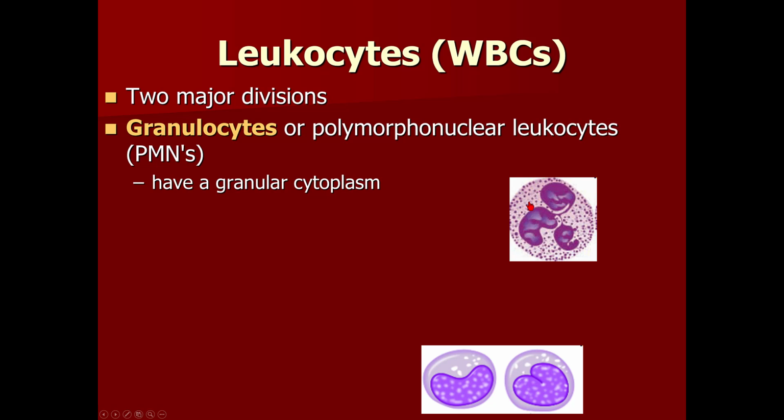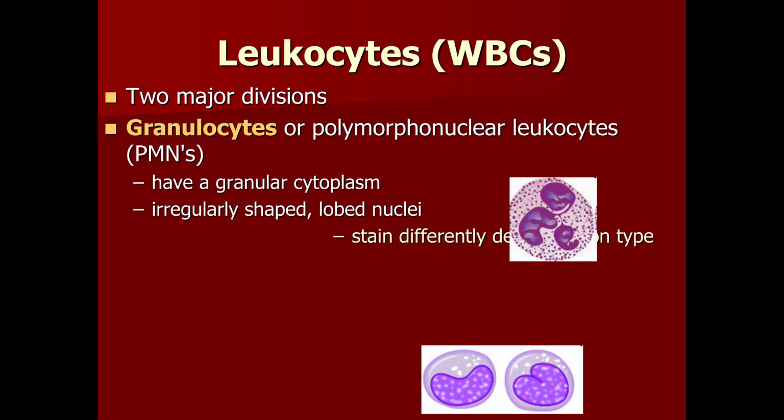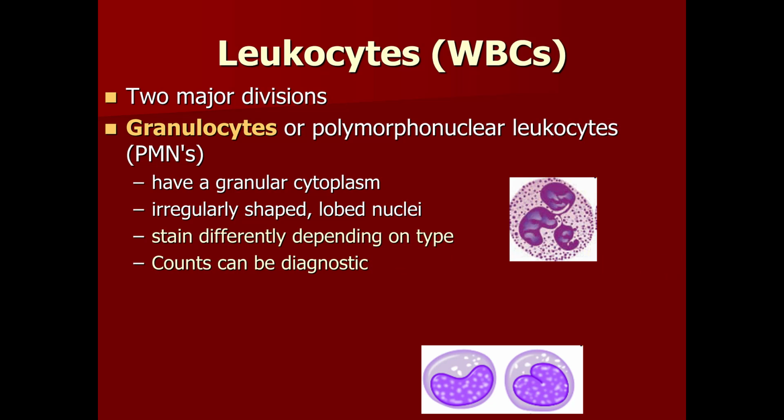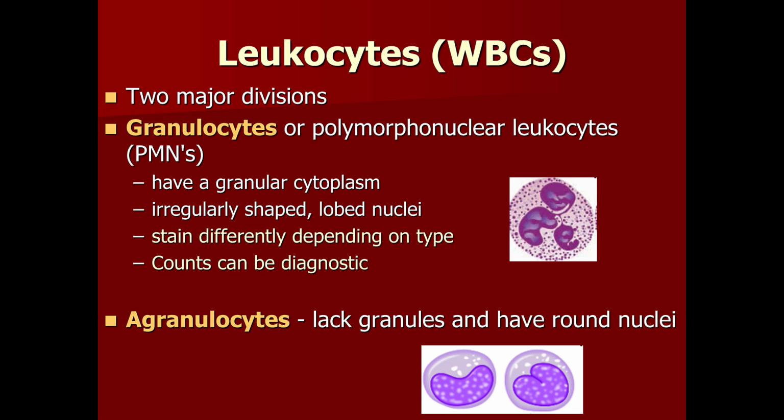So granulocytes typically have a granular cytoplasm. There are tiny little vesicles inside of the cytoplasm which contain chemicals. And these chemicals can be released to the environment when the cell is stimulated by some kind of external signal. And they stain differently depending on what chemicals are contained in these vesicles. Right? And we'll see that in a minute. Right? And the counts of these granulocytes can be diagnostic. Certain conditions you have one type elevated, or other conditions you have another type, and so on and so forth.